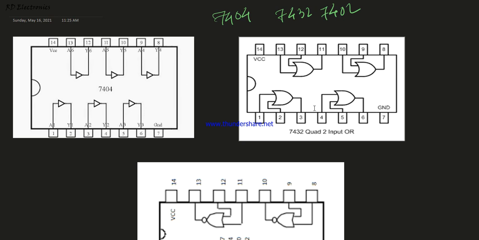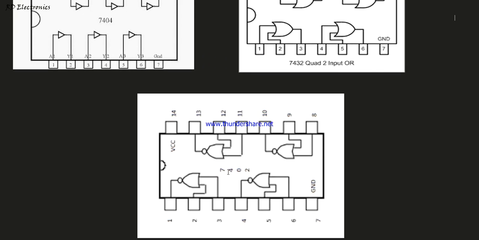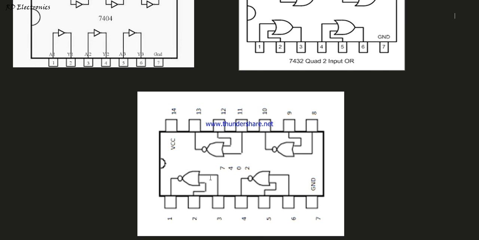This is 7432. This is a quad 2 input OR gate. Pin number 7 is grounded, and plus VCC is connected, and there are 4 OR gates available. Okay. This is 7402 NOR gate, and the orientation is just the opposite of the other gates.